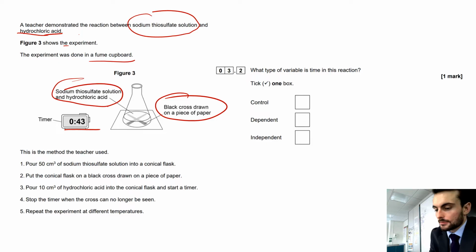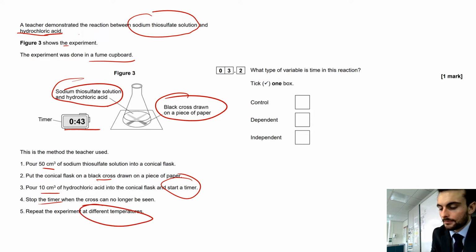Pour 50 centimetres cubed of sodium thiosulfate solution into the conical flask. Put the conical flask on the black cross on a piece of paper. Pour 10 centimetres cubed of the acid in and start a timer. Stop the timer when the cross can no longer be seen. Repeat the experiment at different temperatures, right? So the question is, what type of variable is time in this reaction?